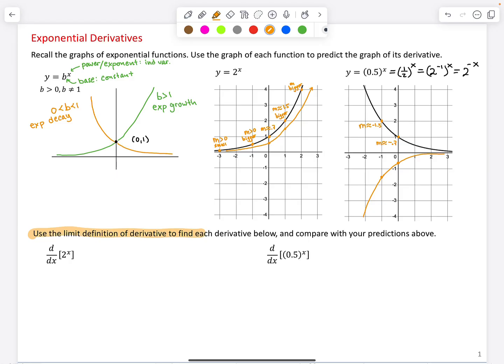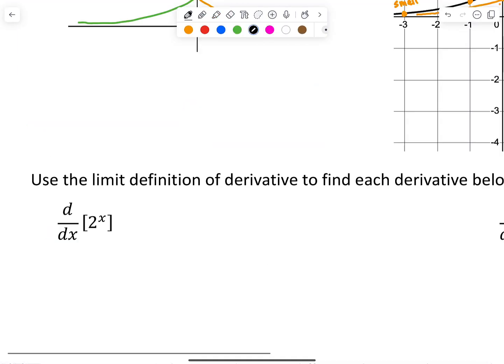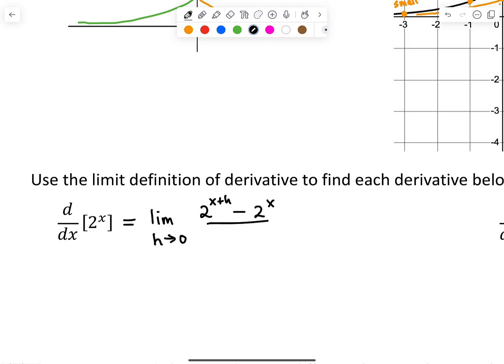More on this later. Use the limit definition of derivative to find each derivative below and compare with your predictions above. In the first case, the derivative of 2 to the x. The limit definition says we'll do a limit as h goes to 0 of this function evaluated at x plus h. So change the x to x plus h, and then minus the original function, and then all over h.